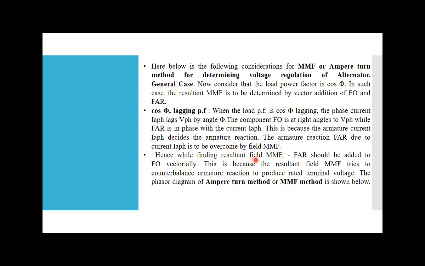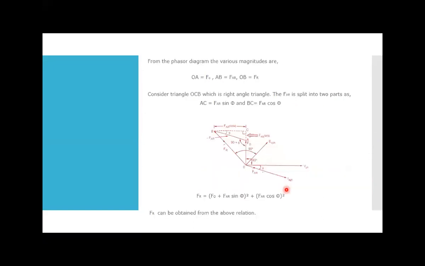So hence, while finding the resultant field MMF, what we have to do? FAR should be added to FO. This is because the resultant field MMF tries to counterbalance the armature reaction to produce the rated terminal voltage. So the phasor diagram of the ampere-turn method, or MMF method, you can see here.